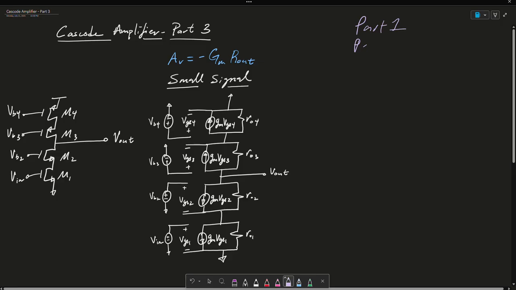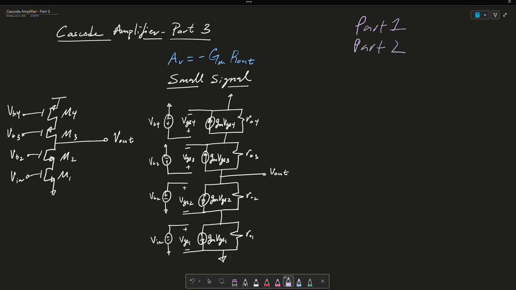Cascode Amplifier. This is a continuation of a three-part series where we talked about part one, and we've had part two already talked about. I'm going to recap some of these parts in this video, but please make sure to go check those videos out if you haven't already, because towards the end of this video, part three, I'm going to be referring to things I've already talked about in these two parts.